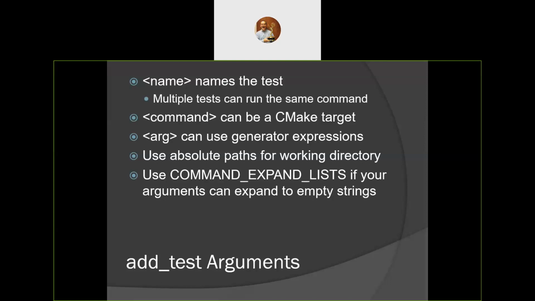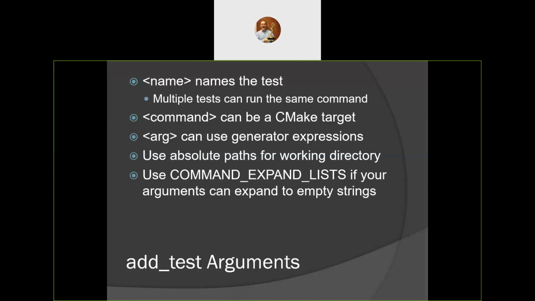You do want to be careful to use absolute paths if you're specifying the working directory, because if you specify a relative path, it's relative to where CTest is running from, which may not give you what you expect. So it's just best to use absolute paths for the working directory if you specify it.